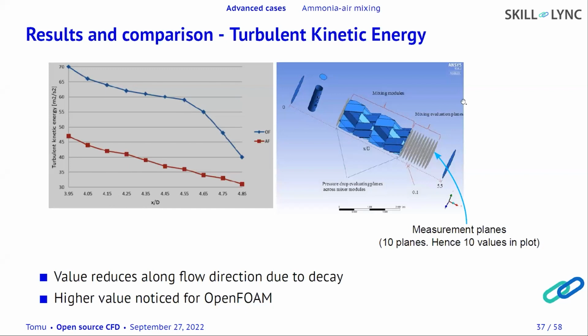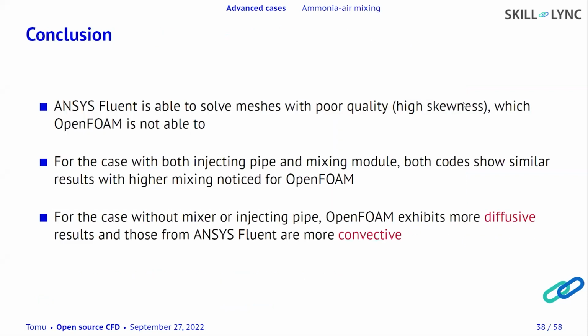From this work, the publishers have mentioned that ANSYS Fluent is able to solve meshes with poor quality. In every CFD simulation, we have to check the quality of the mesh. Here they have seen that ANSYS Fluent is able to accommodate meshes with very poor quality or high skewness. But when they tried the same mesh in OpenFOAM, they did not get results, or it was diverging. So there was instability. You can use poor quality mesh in ANSYS Fluent, whereas you will have to improve your quality if you want to use the same in OpenFOAM.